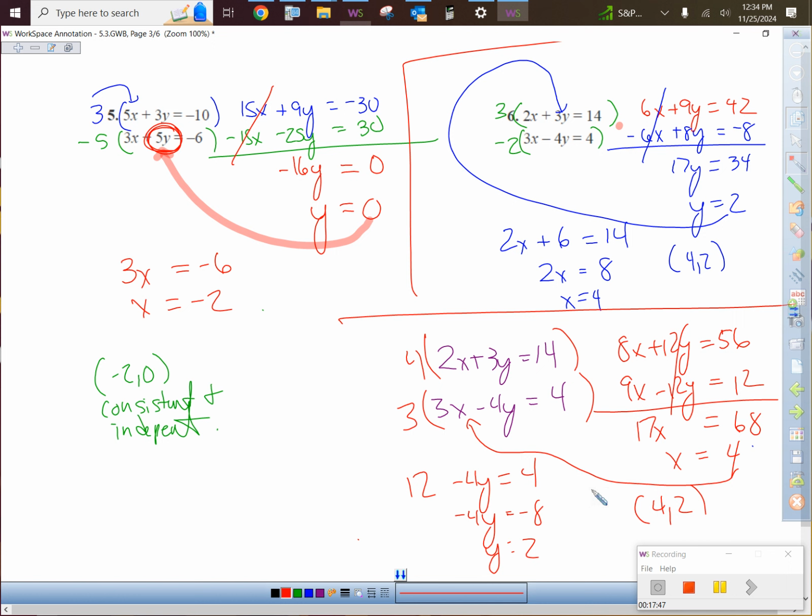Now, you may have done things differently than me also. Because you could have taken this top one times negative 3 and this bottom one times positive 2, and it would still end up working out right. You could have taken this times negative 4 and this times negative 3, and it would still end up working out right. Like, there's many different ways to do it. The main thing is, can you get a variable to cancel each other out? What do you think? Questions for me?